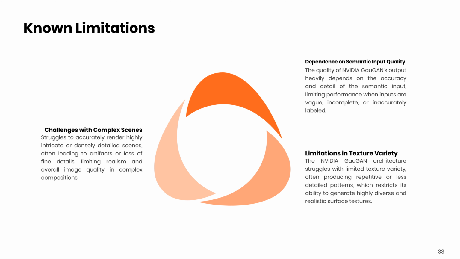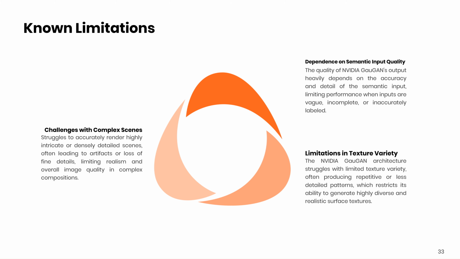Second, input dependence and labeling robustness. When inputs are vague or mislabeled, results degrade. Strengthen conditioning by coupling semantic maps with uncertainty estimates and auxiliary losses that penalize inconsistencies between neighboring labels. Use domain adaptation techniques to close the gap between synthetic and real inputs, and active learning loops to improve labeling where the model is uncertain.